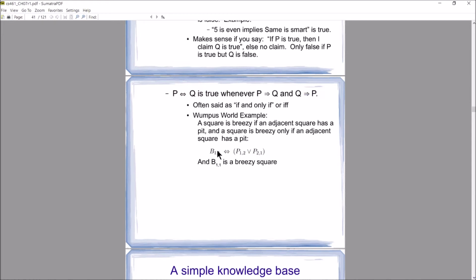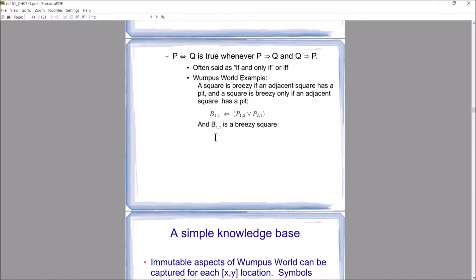So how could we represent this in propositional logic using symbols? Well, we have a square in 1,1, right? The 1,1 square. It's breezy if and only if there is a pit in 1,2, which would be one square above it, or there's a pit in 2,1, which would be one square to the right. Now you could say also, going the other direction, if there's a pit in 1,2 or 2,1, then 1,1 must be breezy, right? So it works in both ways.